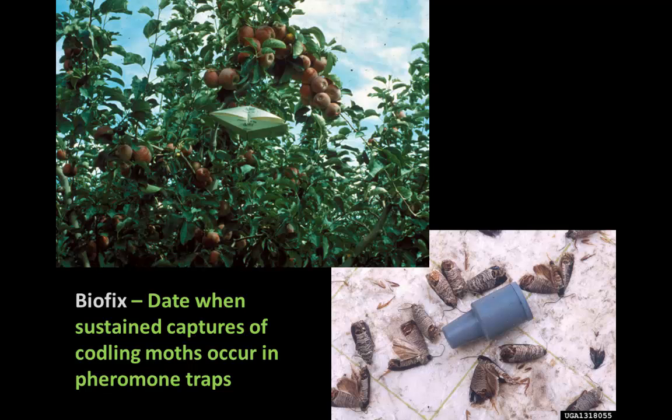Now, the whole timing for these degree day models with codling moth is based on this biofix, which is determined by use of a pheromone trap. In this case, we're using a pheromone trap baited with the lure of the female codling moth to get a fix on when the insects are emerging in spring, and then that is the beginning of when we start to take note of the degree days that have happened after that point.